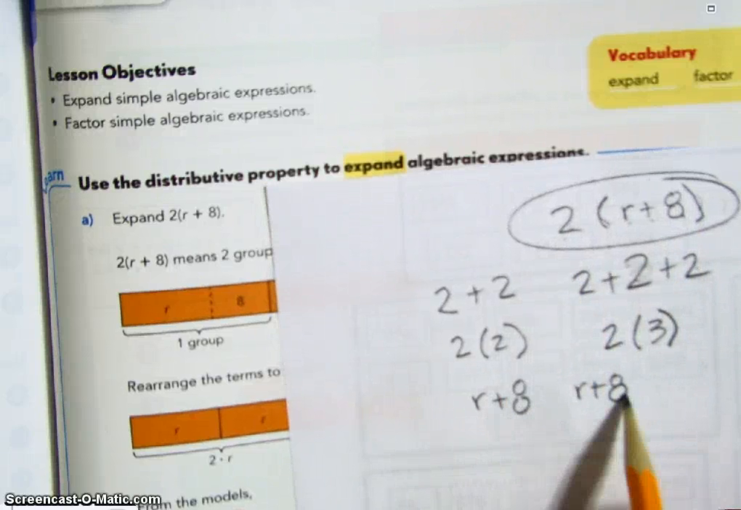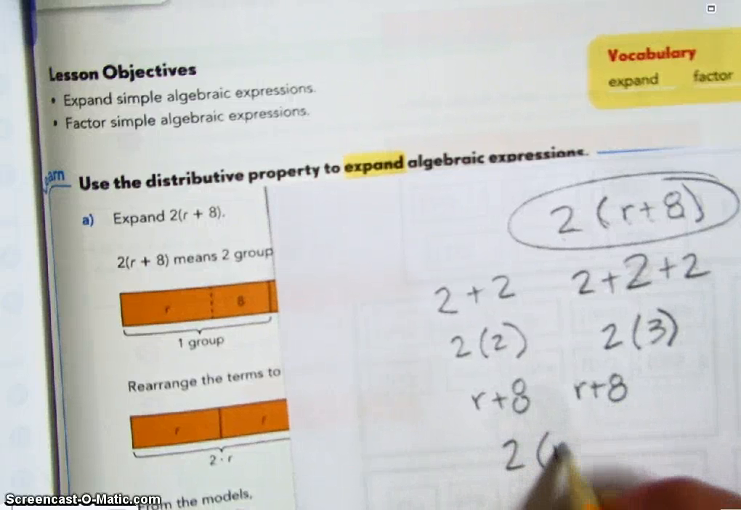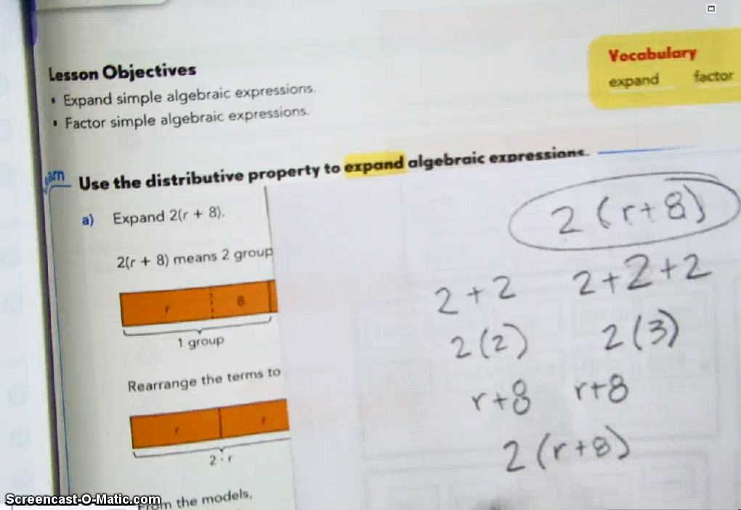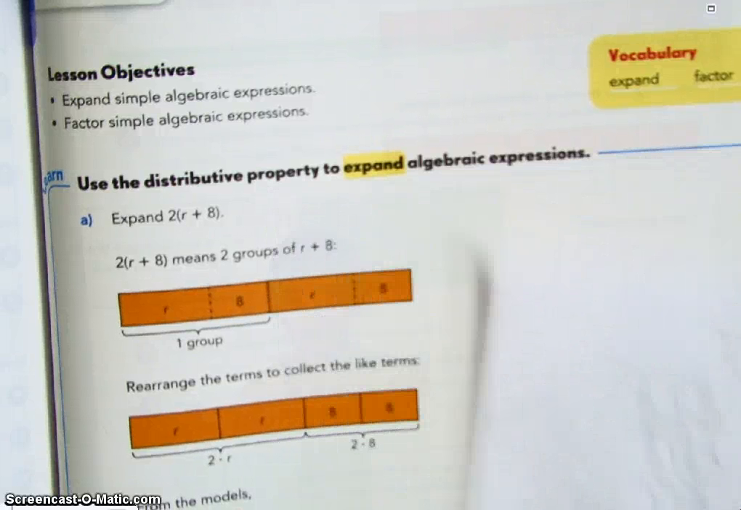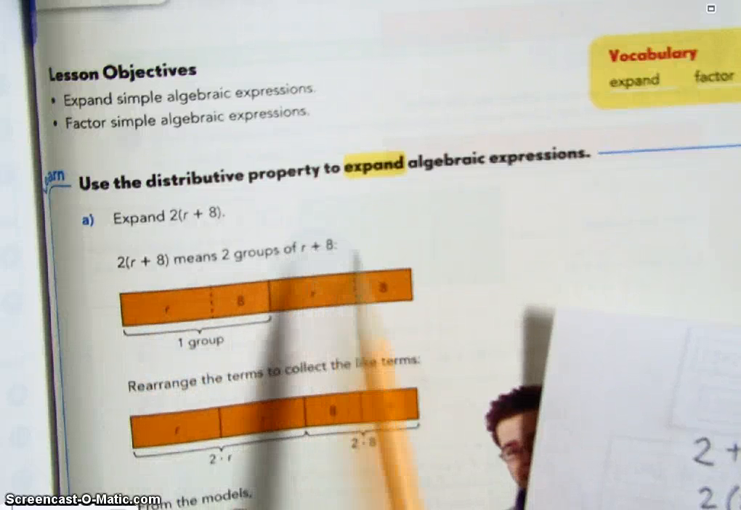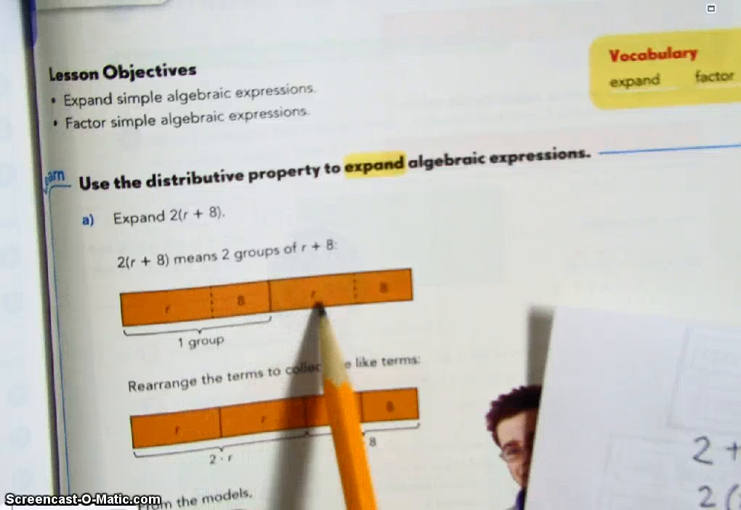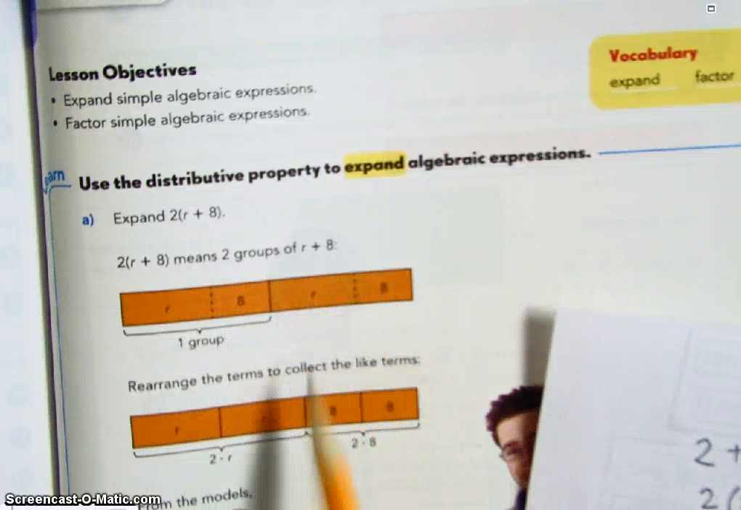So it'd be r plus 8, r plus 8, which is the same as 2 r plus 8s, or 2 times r plus 8. So hopefully that makes sense as you're looking through this. It's 2 groups of r plus 8, which in a bar model would look like r plus 8 is one group, and then r plus 8 is another group.